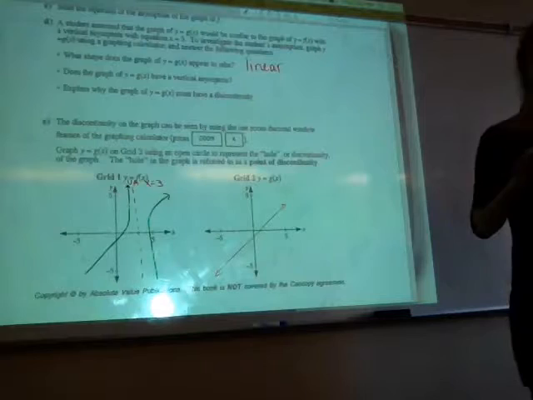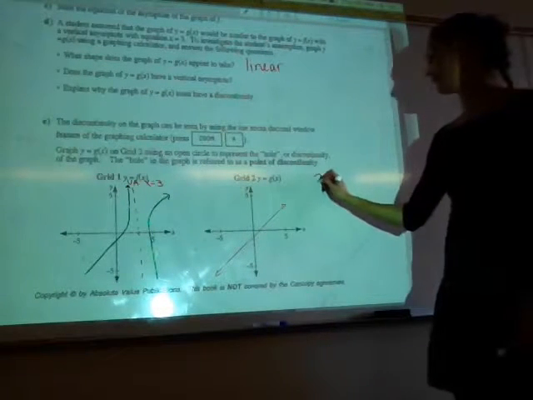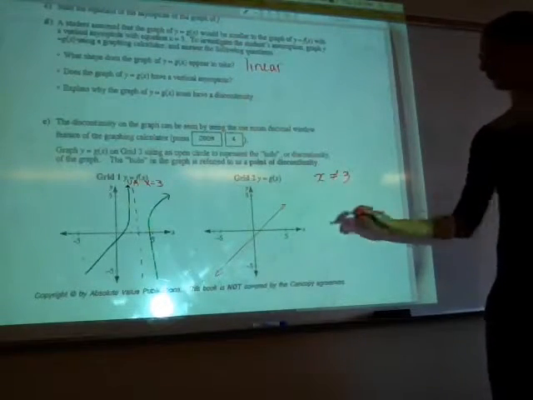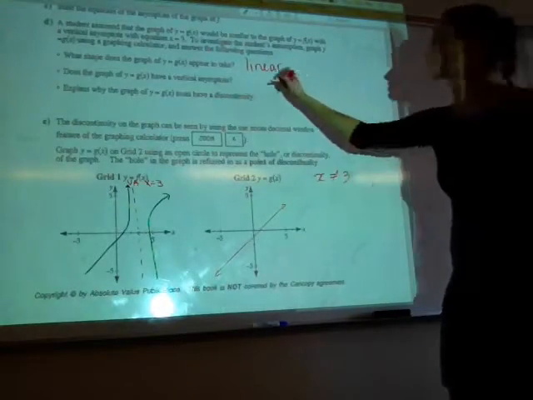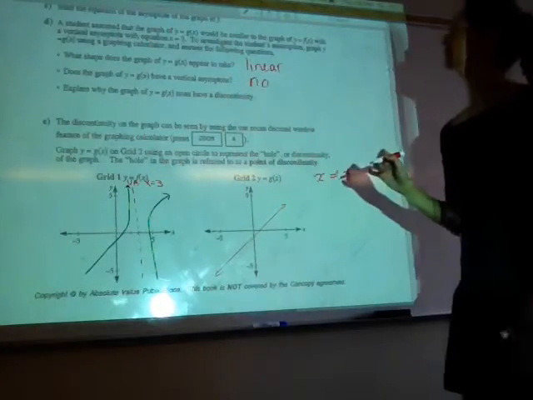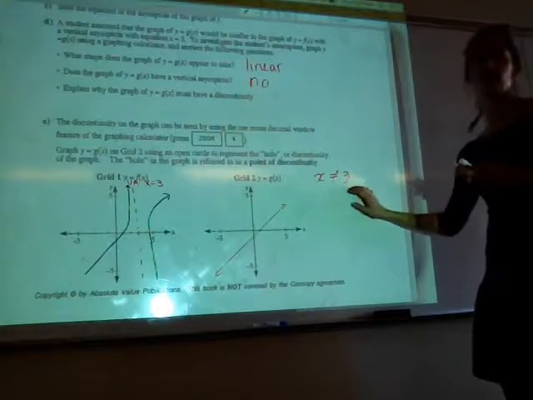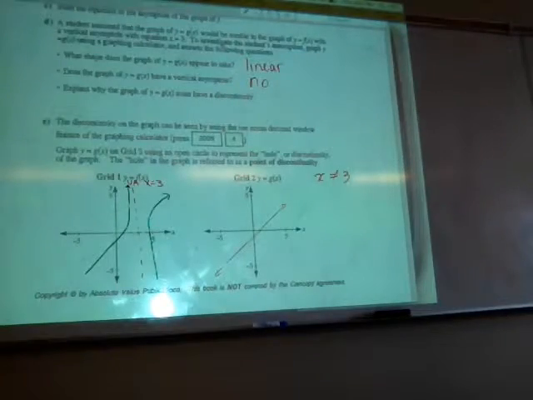Does this graph have a vertical asymptote? Okay, we know that it can't equal 3, right? But does it look like there's a line that the graph's going to be approaching? No. There's no vertical asymptote. But there has to be a discontinuity because x can't equal 3. So this is where we're getting into the point of discontinuity.